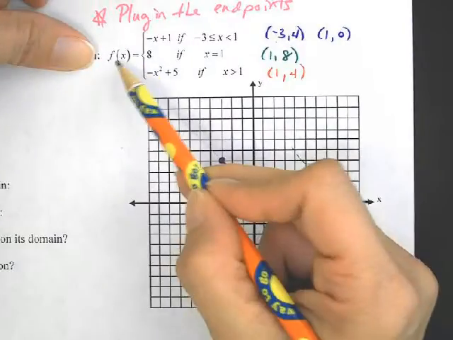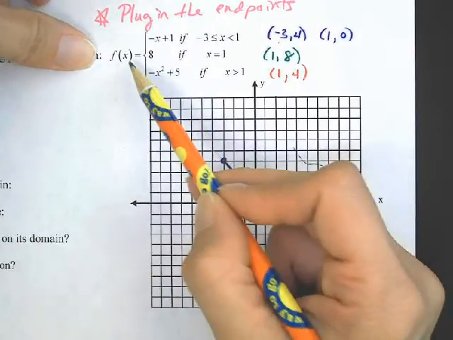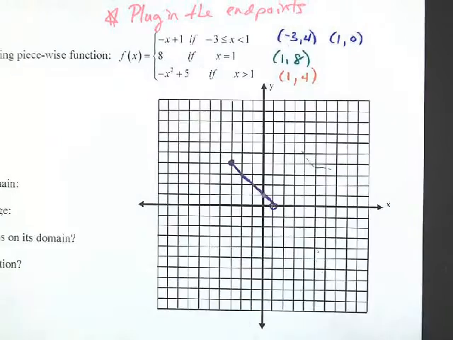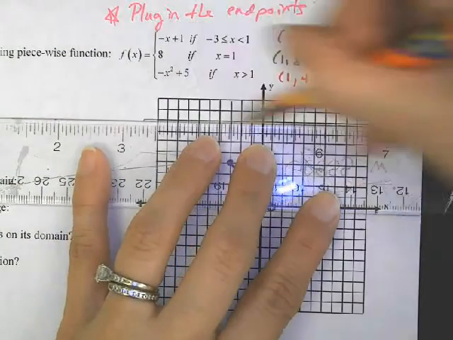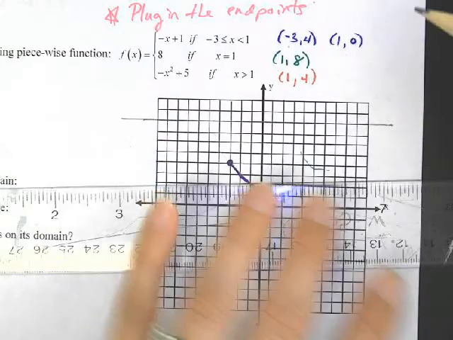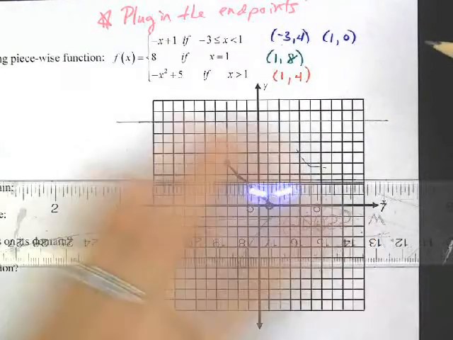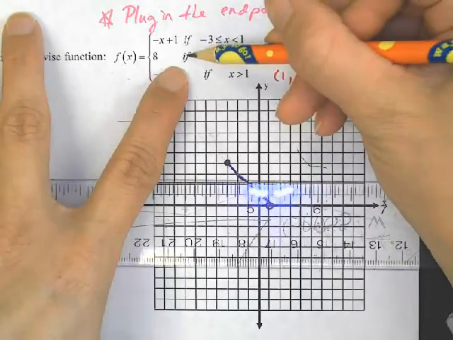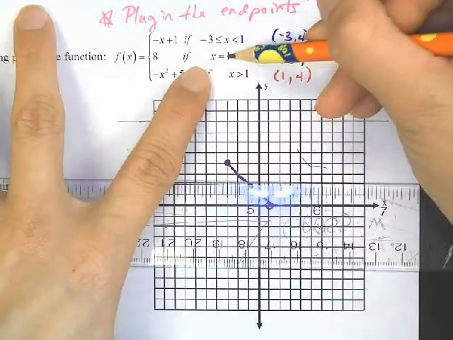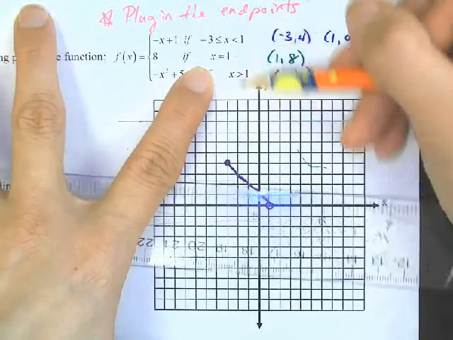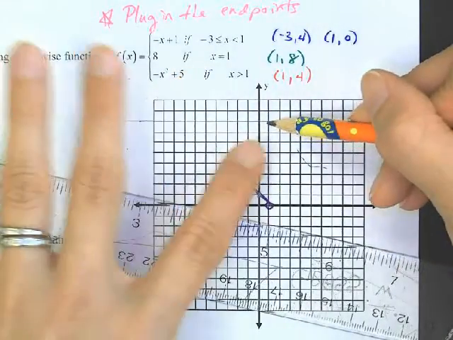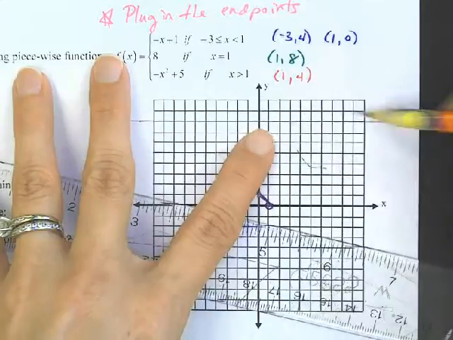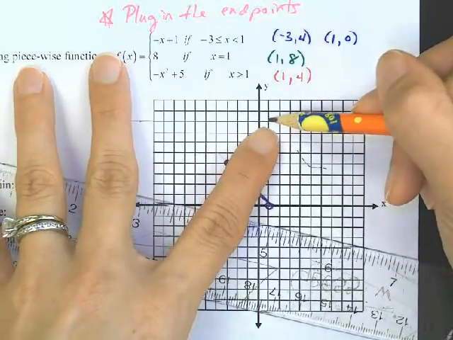Okay. Piece number 2, y equals 8. That's a horizontal line up here at 8. Here is the horizontal line. Okay, make sure you use your pencil. Except I only want it if x equals 1. X equals 1? Well, if x equals 1, that's right here. I don't want less than 1. I don't want more than 1. I only want 1 point.